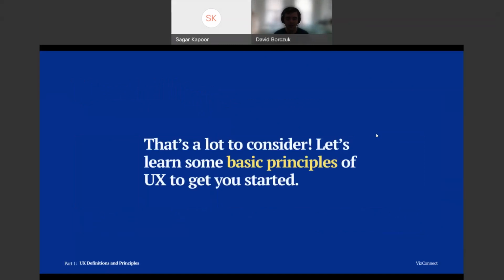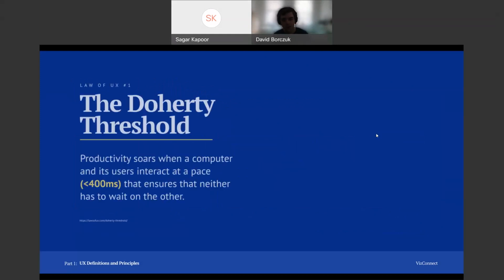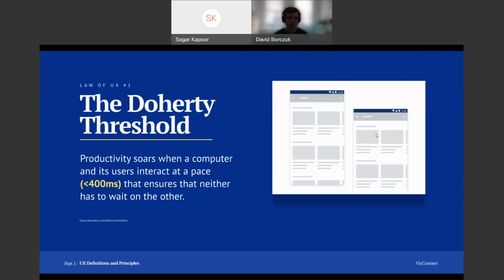So that's a lot to consider. Let's start with learning some basic principles of user experience so that you can take that and jump on to the next step, practicing user experience methodologies at your job. The most important one that I like to go over is the Doherty threshold. This states that productivity soars when a computer and its users interact at a pace of less than 400 milliseconds, which ensures that neither has to wait on the other.